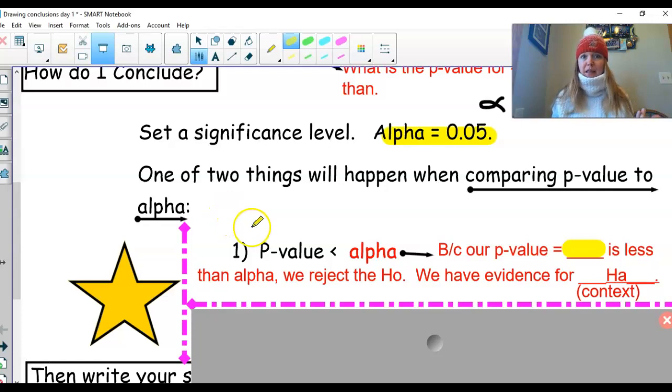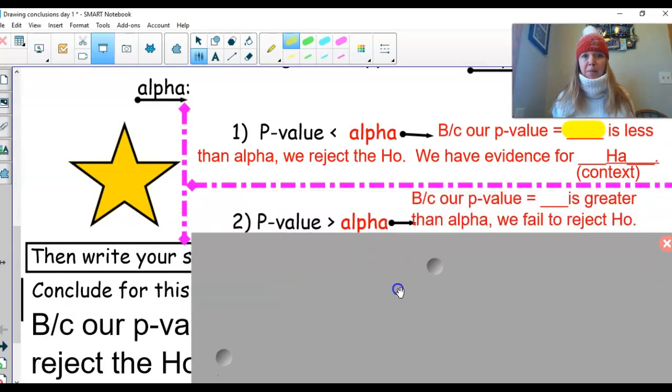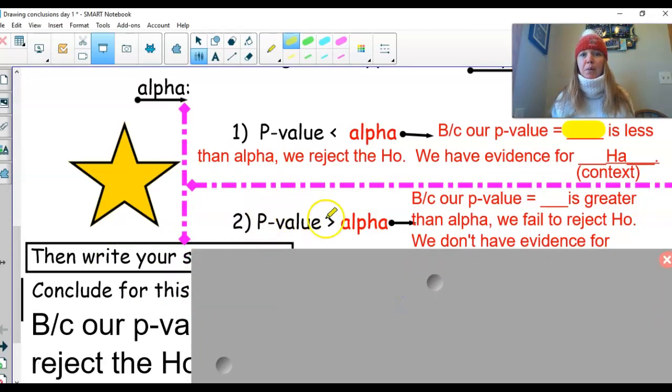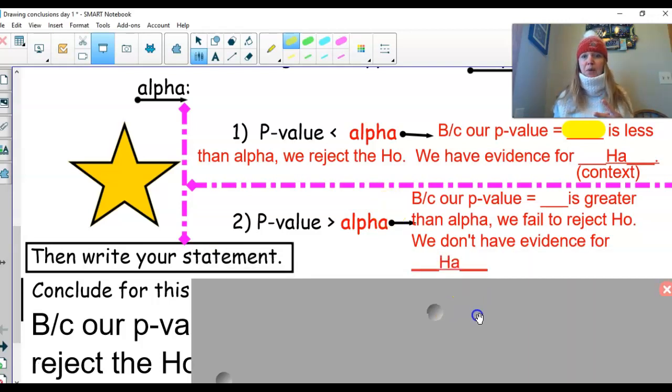The second thing that could happen, and it will be one or the other, it cannot be both, is our p-value could be greater than alpha. And the sentence we use here is pretty similar. The first sentence is about the null hypothesis, the H0, and the second sentence is about the HA. So at this point, I want you to pause the video and write this down, and then I can explain it.